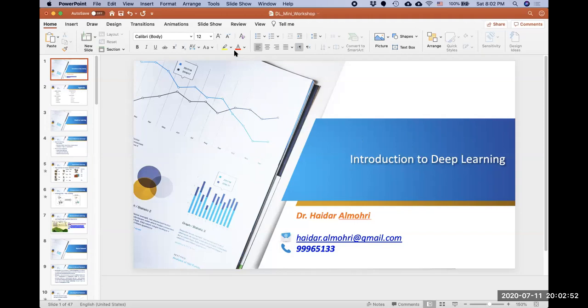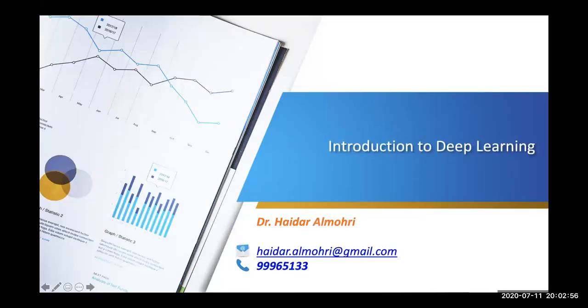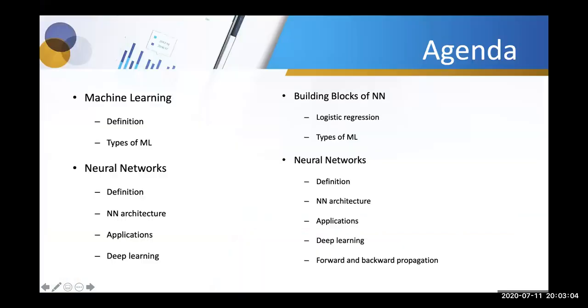Other than that, let's get started with the, let's call it, mini workshop. The topic will be introduction to deep learning, and this is the agenda for tonight. I will start with some high-level definitions of what machine learning is and what the types of machine learning are, and then we jump into one of the tools in machine learning, which is neural networks. We'll define it and see the architecture of the neural network. We'll touch upon some applications, and then we slowly move into the core topic of tonight's session, which is deep learning. Then we'll start some theory. Maybe you get bored here, but please bear with me. We'll have some fun at the end.